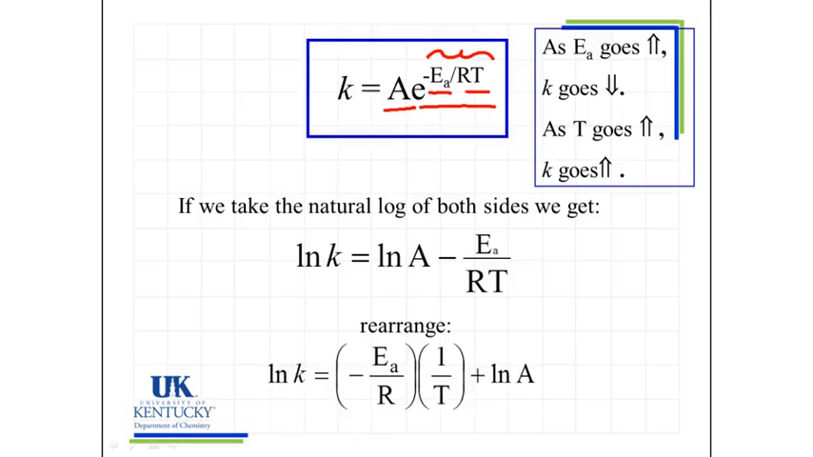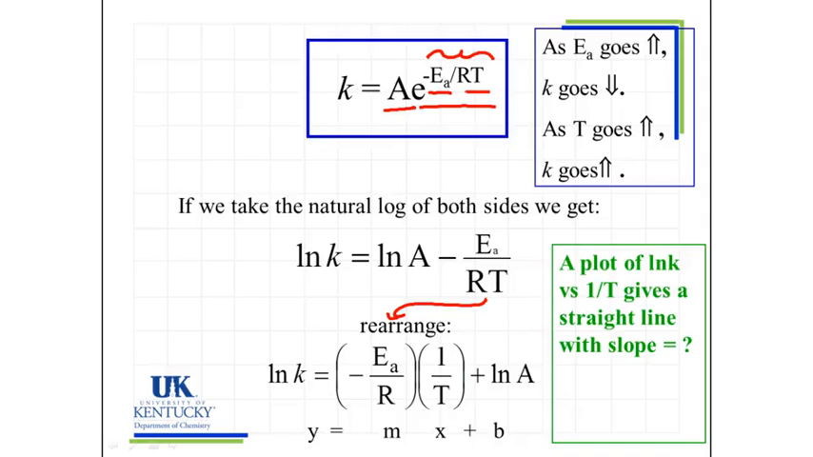Let's do a little rearranging. I've not just done rearranging, but regrouping. You want to look at what's happening. I have moved this over to the left side, but I've also grouped things together a little differently. The reason is so that it is in the form y equals mx plus b. I lined it up underneath so you know what each thing is. So a plot of natural log of k, that's my y, versus 1 over T, that's my x, is definitely going to give you a straight line.